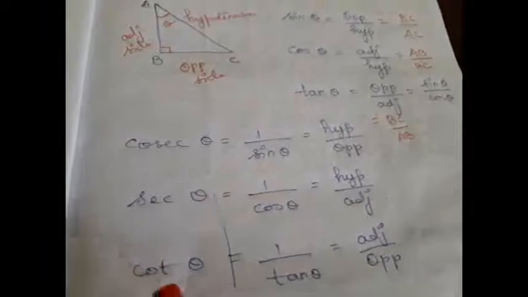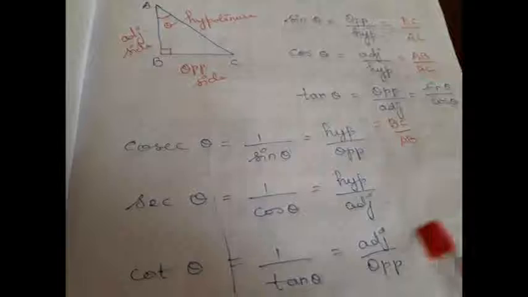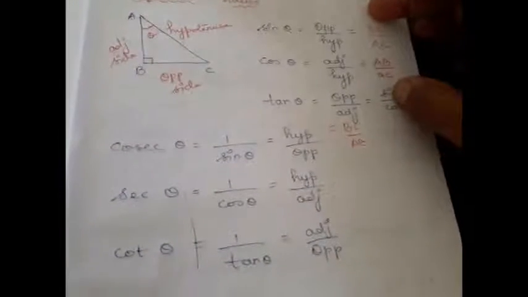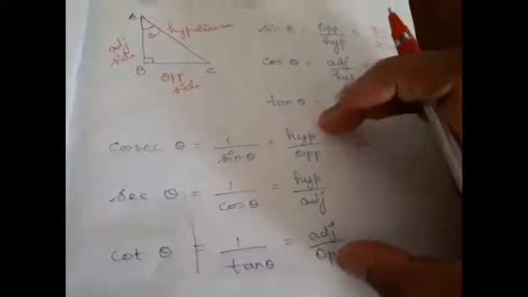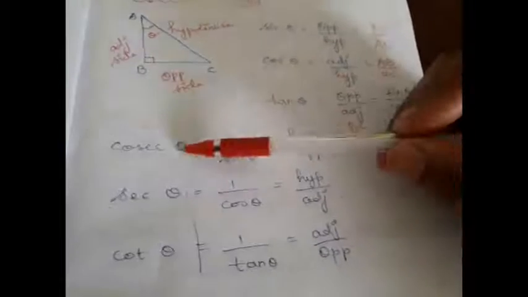Similarly, secant theta is going to be the reciprocal of cos theta, so it will be hypotenuse divided by adjacent. And what is cot theta? Cot theta is the reciprocal of tan theta, which equals adjacent side divided by opposite side. Yes, you have to remember these things. If you remember these three trigonometric ratios, these three automatically follow. This is sin, cos, tan, and this is cosec, secant and cot.